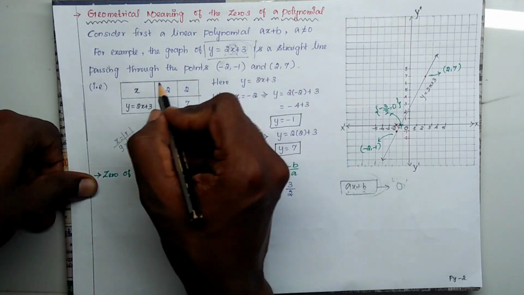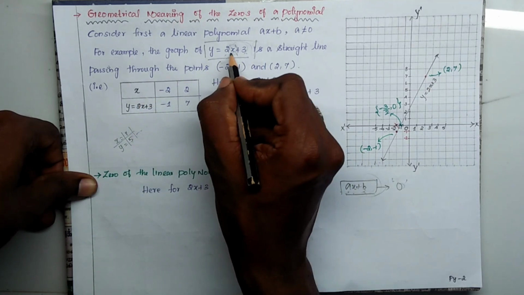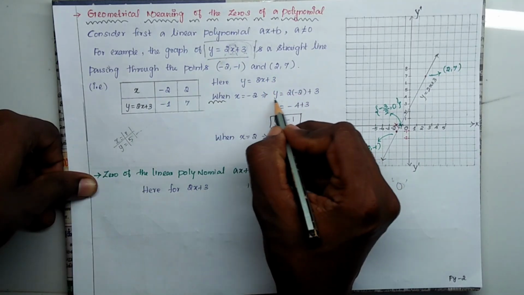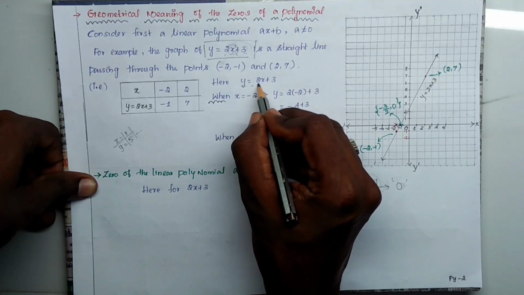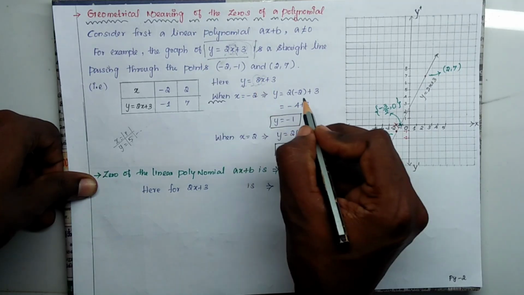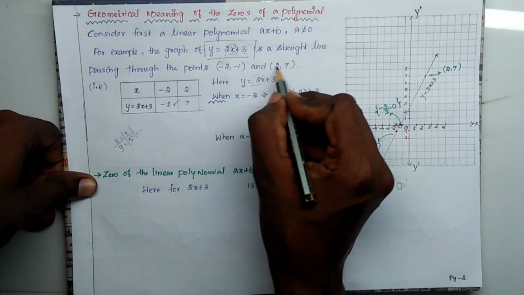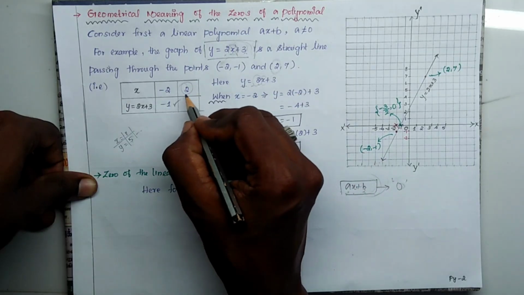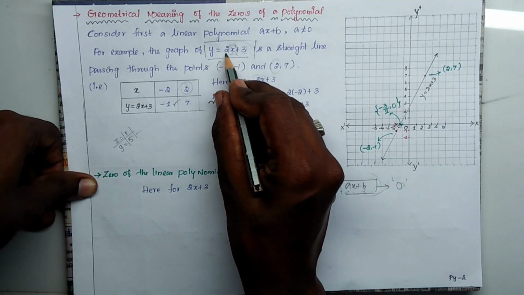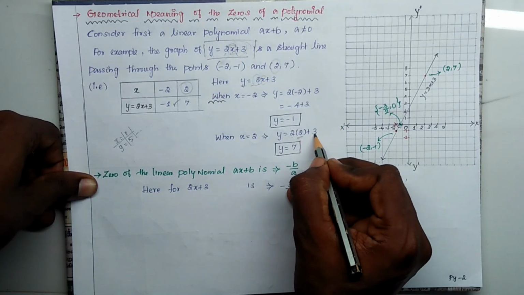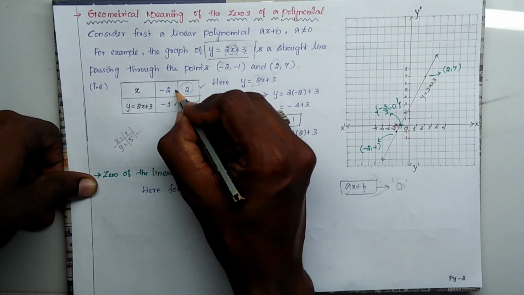And here if we substitute x is equal to minus 2, this will become y is equal to 2 into minus 2, that is minus 4 plus 3, y is equal to minus 1. Now, if x is equal to 2, then the equation will become y is equal to 2 into 2, which is 4, and 4 plus 3 is 7. So now we get the coordinates.